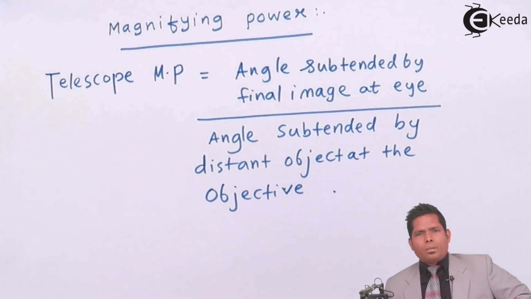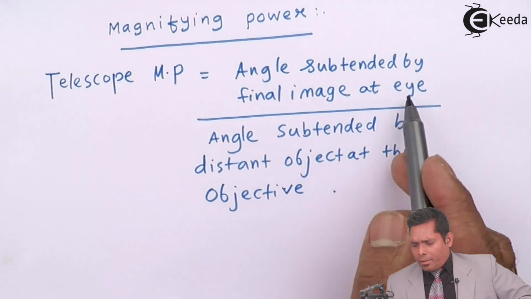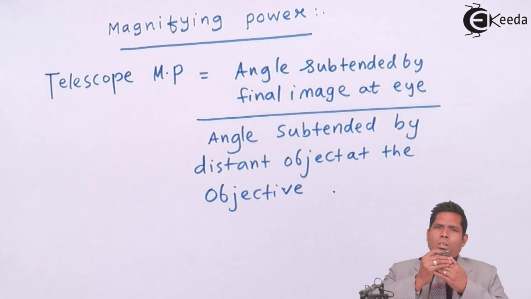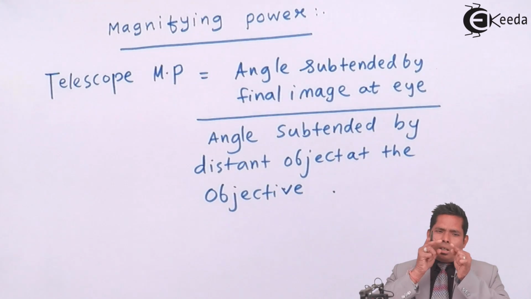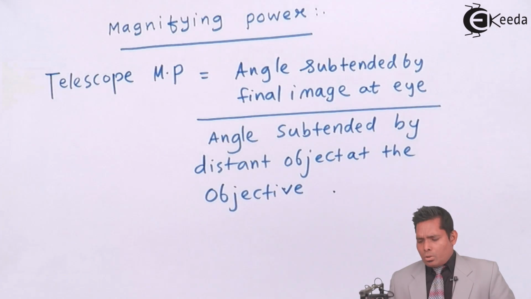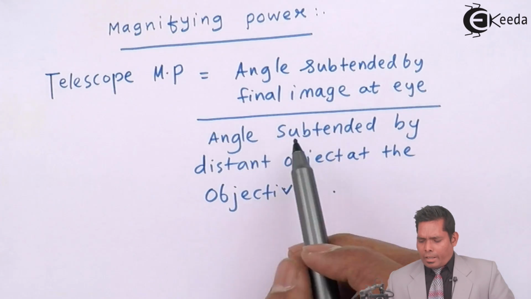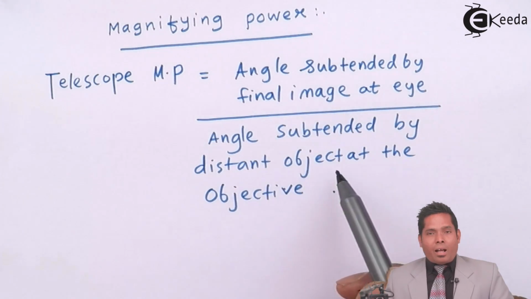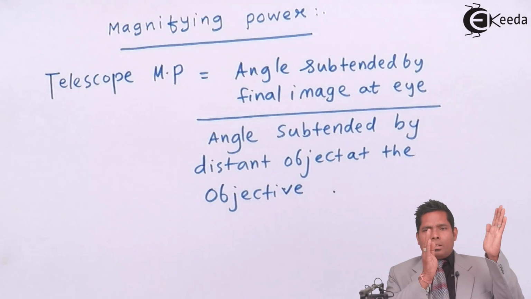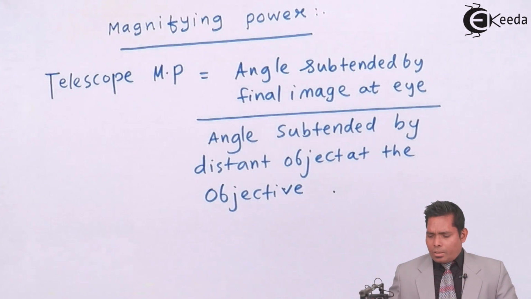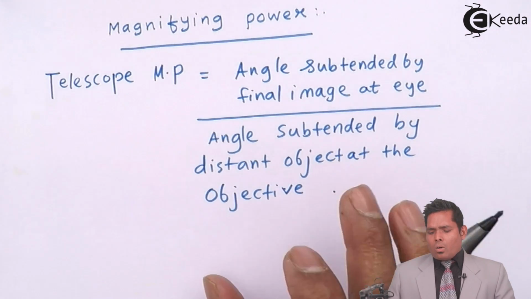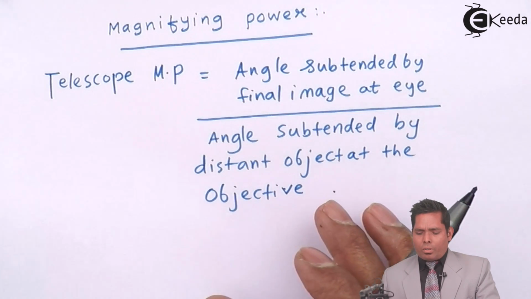This objective and the eye both will mean the same thing here, because compared to the distance of the object, the distance between the lenses are very small. So we can say that angle subtended by the distant object at the eye is same as the angle subtended by the object at the objective lens. So let us first understand with the ray diagram how we'll find the magnifying power of telescope.